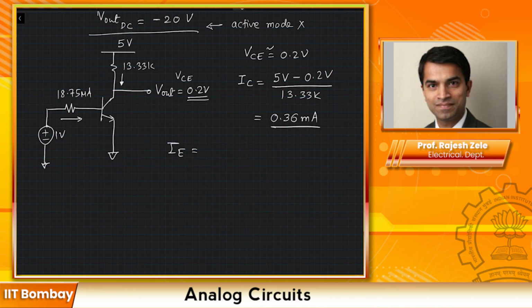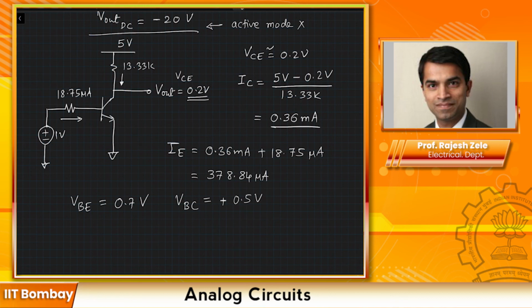IE, the emitter current, is going to be equal to 0.36 milliamps plus the base current of 18.75 microamps, which is equal to 378.84 microamps. Since we have assumed the output at 0.2 volts, the base emitter VBE is equal to 0.7 volts, and VBC is forward biased at approximately 0.5 volts. So both the junctions are forward biased.